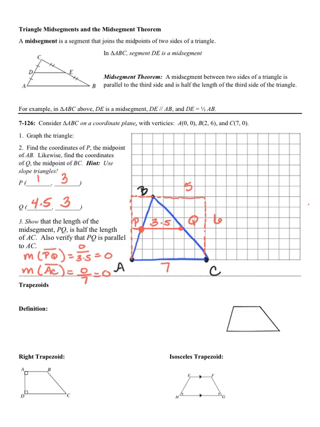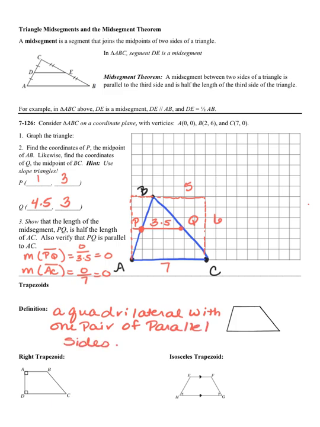The last topic we are going to talk about in this chapter is about a type of quadrilateral called a trapezoid. A trapezoid is a quadrilateral that has one pair of parallel sides. There are two special types of trapezoids. One is called a right trapezoid. A right trapezoid has two consecutive angles that are right angles. The other special type of trapezoid is an isosceles trapezoid. This is a trapezoid in which the non-parallel sides are congruent.